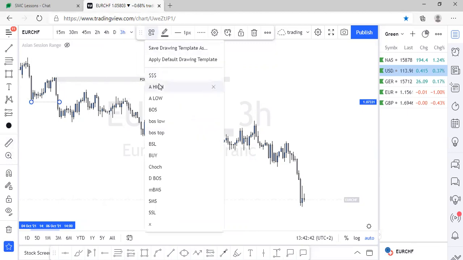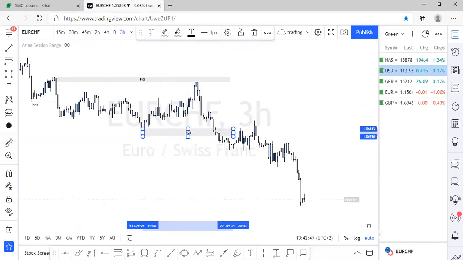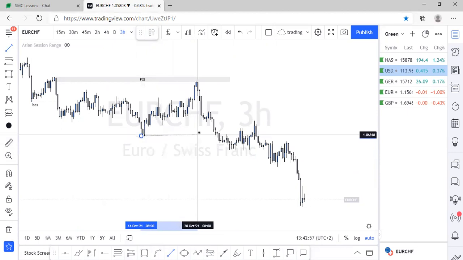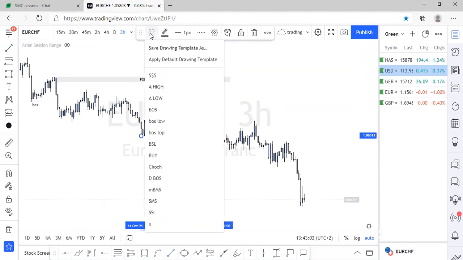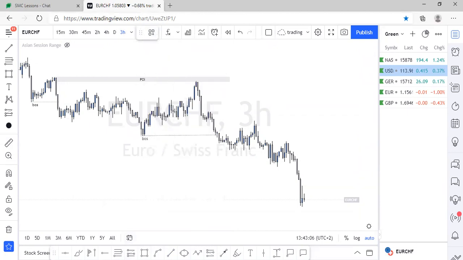BOS low, break of structure of a low. So here now it's small, it's not an order block, but it's also a break of structure.